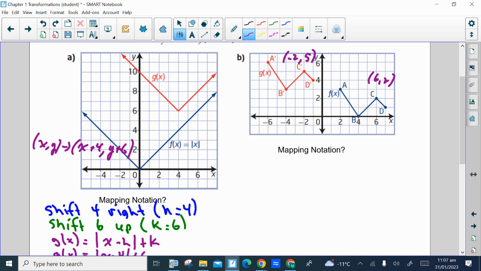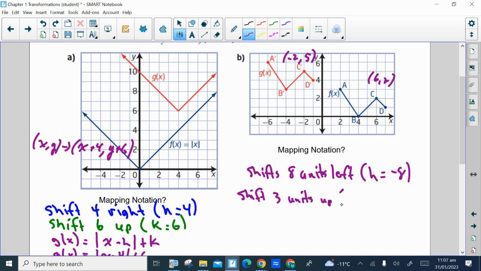So this graph would shift to the left and up. It's going to shift 8 units left, which means our h value is -8. And it'll shift 3 units up, which means our k value is +3.